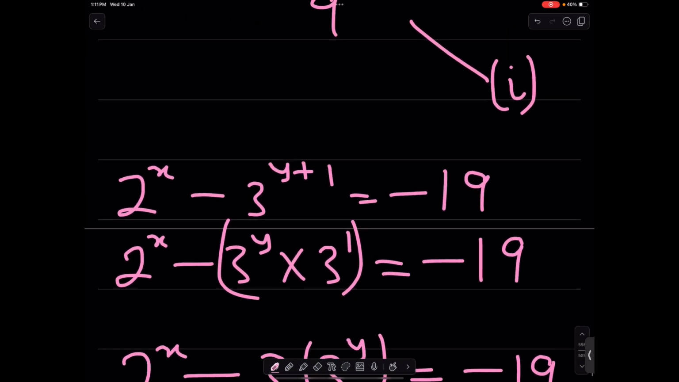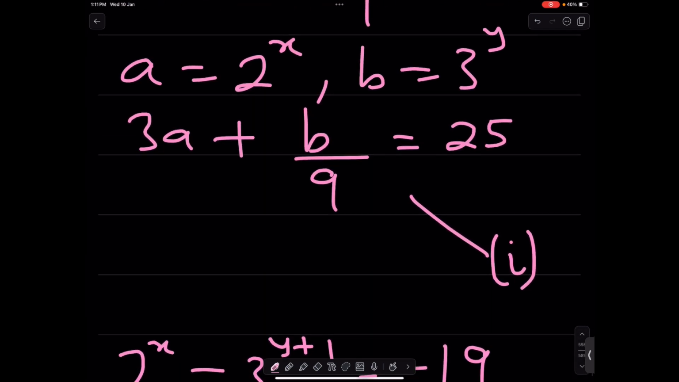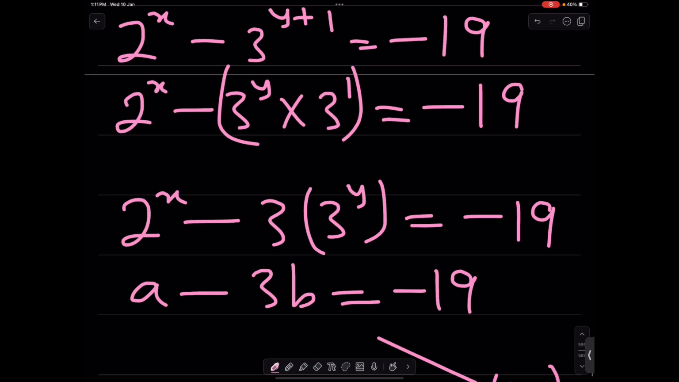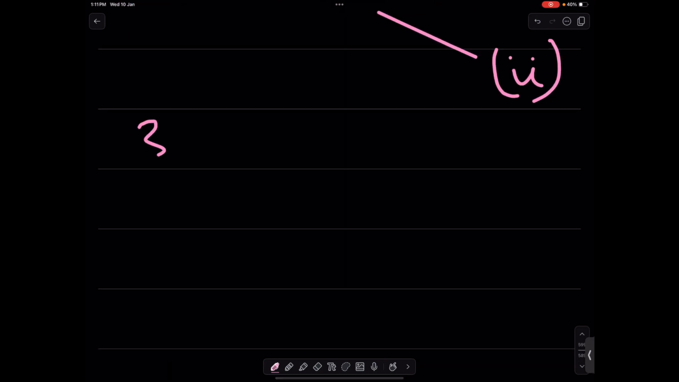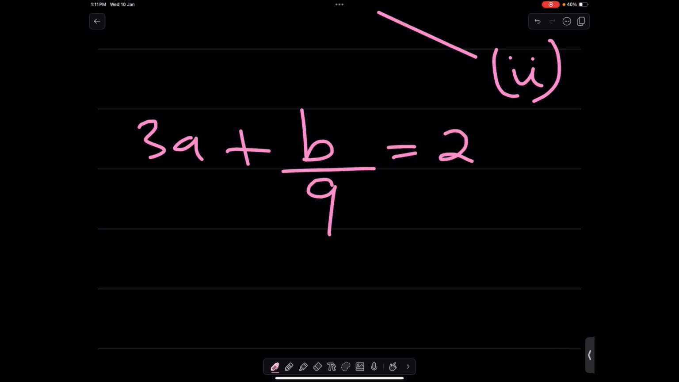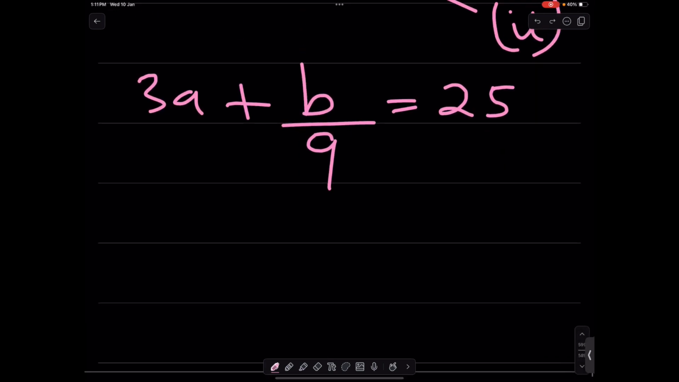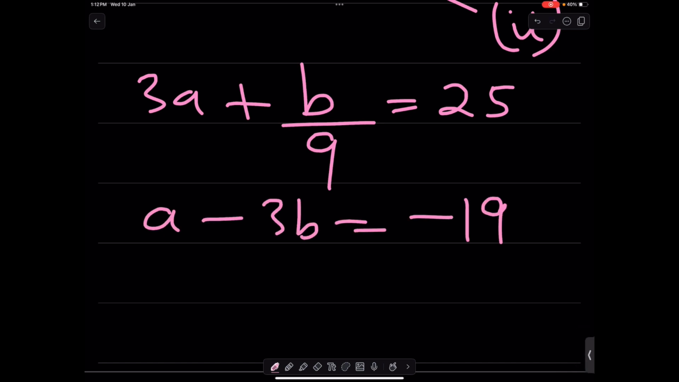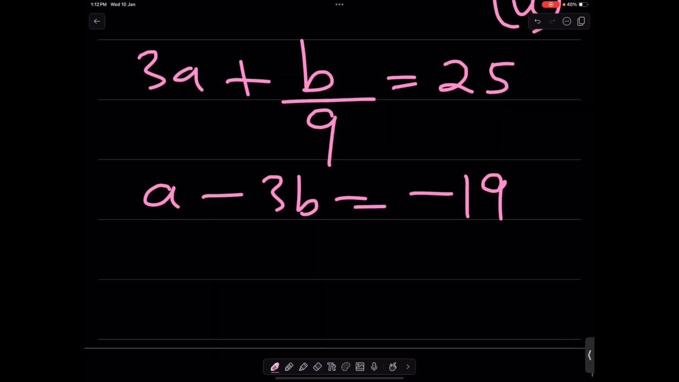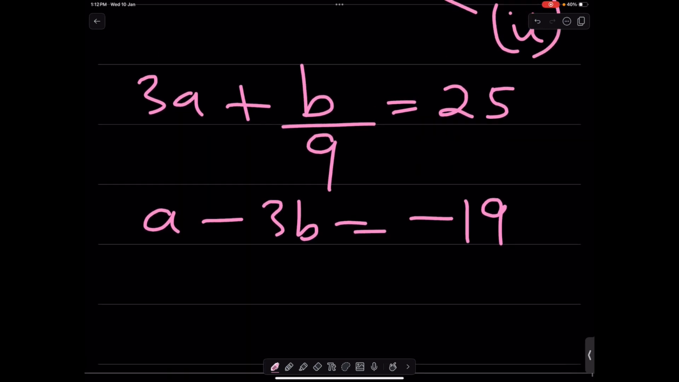Now we want to solve the two equations simultaneously. The first one is 3a plus b over 9 equals 25. Let me write that: 3a plus b all over 9 equals 25. We're solving that simultaneously with this equation, which is a minus 3b equals minus 19. Now what do I do? I can multiply the second equation by 3 and the first one by 1.